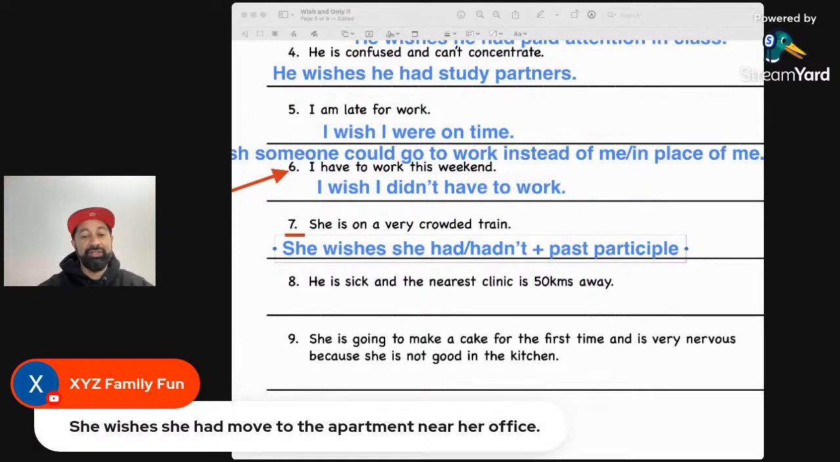XYZ, she wishes she had moved to the apartment near her office. Good. Just make sure you put a D on the move, XYZ. Yeah, maybe she had a choice. She could have moved to an apartment near her office, but she didn't choose that. So now she wishes she had moved.